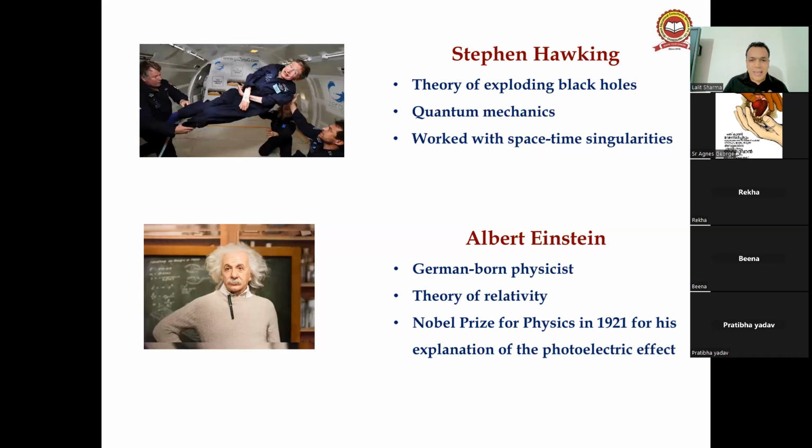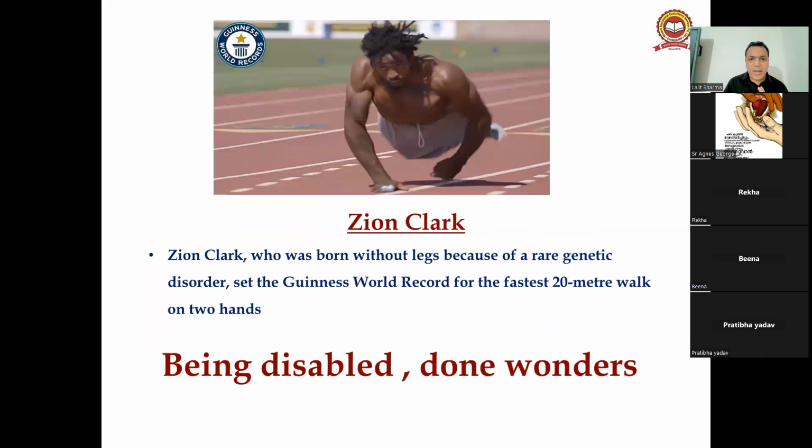Albert Einstein was a German-born physicist. He was a Nobel Prize winner. A disabled person is a Nobel Prize winner. He gave the theory of relativity, right? And in the next figure, John Clark, I have already talked about. He was born without legs, and he set a Guinness World Record for the fastest 20-meter walk on two hands. Right? So being disabled, they have done wonders.